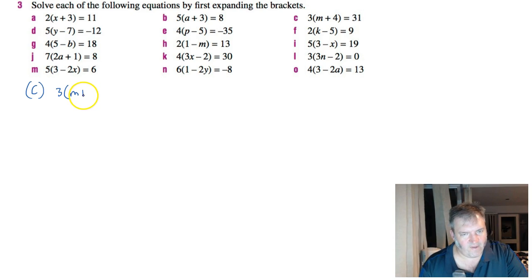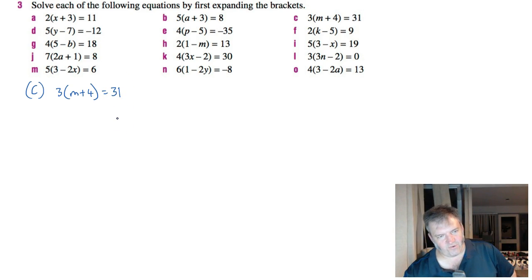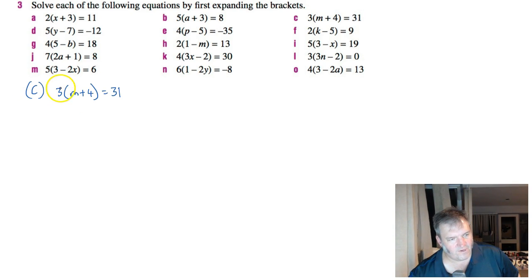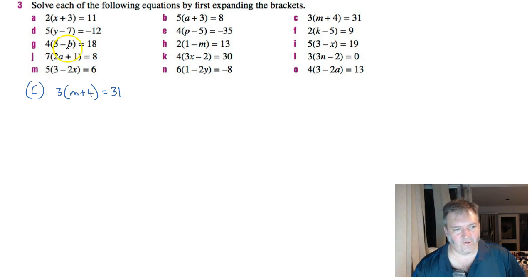So 3 outside of m plus 4 equals 31. Remember, we always have a choice here. We could divide by 3 first to get rid of that 3, but because it doesn't go into 31 nicely, it's not a good idea, is it? If I try and do that, I'm going to end up with a fraction before I really want to. If we can, we try to get fractions only on the last step, not earlier.